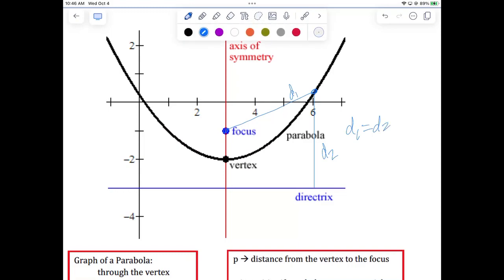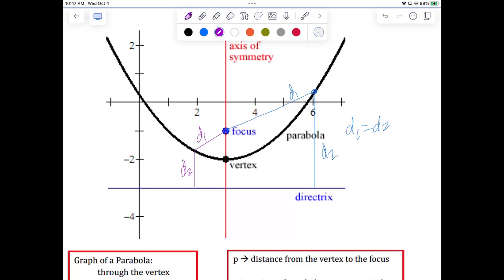And you could do it anywhere else if you want. If you want to do it right here, you could draw a line to there, and you could draw a line to there. And this distance D1 is going to equal that distance D2. It's defined to be the set of all points that are equal distance from a point called a focus and a line called the directrix.